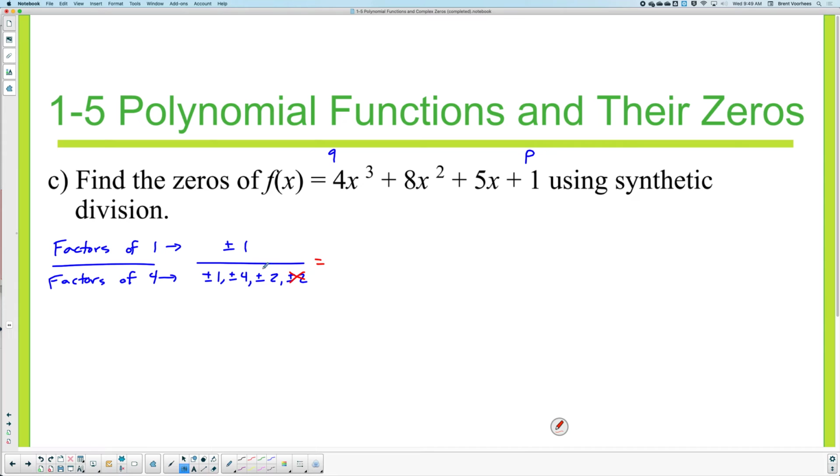So now we simplify. I'm going in order, smallest to greatest. What's 1 divided by 1? 1 divided by 2, and then 1 divided by 4. I guess negative 1 would be smallest, but either way, there's our list. How many potential rational zeros could this have? How many different locations? 3. Would it only be 3? No. Because of positive and negative, you could have 6 different locations. It could hit at 1, negative 1, 1/2, negative 1/2, 1/4, negative 1/4.